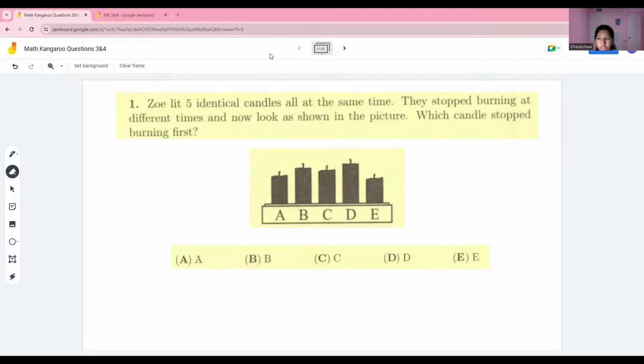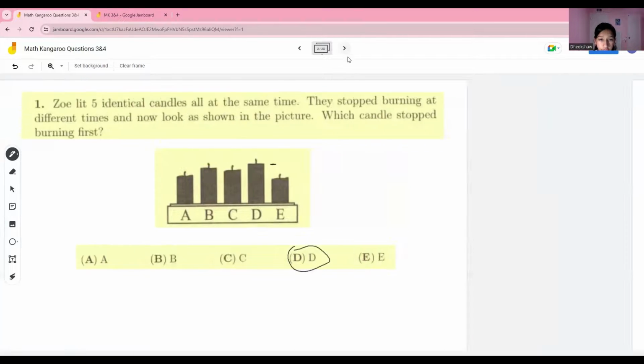Okay, so if you guys have ever seen a candle before, you know that candles that burn the fastest and the most melt the most, and therefore are very short. That being said, candles that burn least don't melt as much and therefore are tall and tend to stay their typical height. So, as you can tell from this picture, D is the tallest candle, and we can infer that it stopped burning first because it didn't melt as much, which is why the answer is D. Moving on.